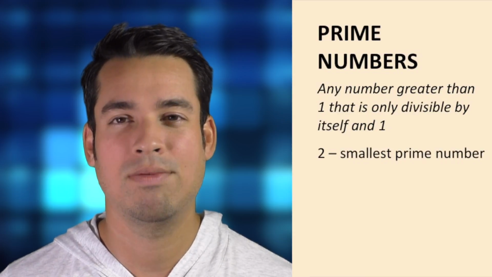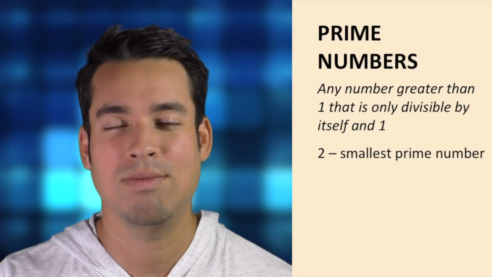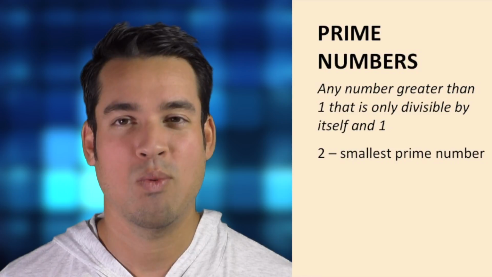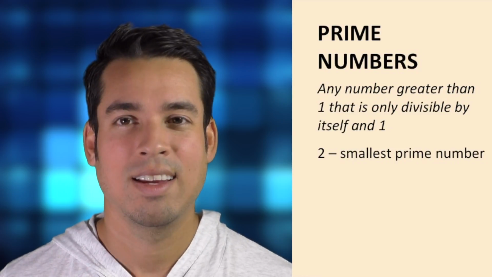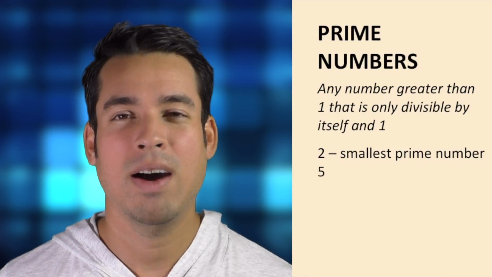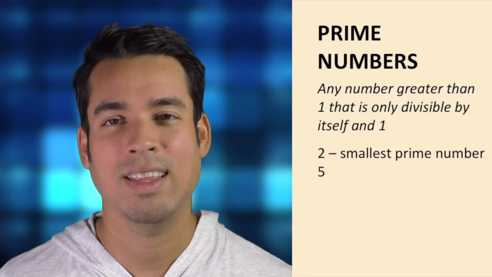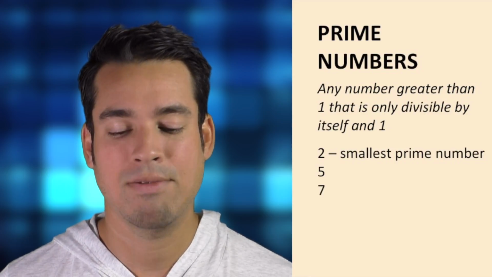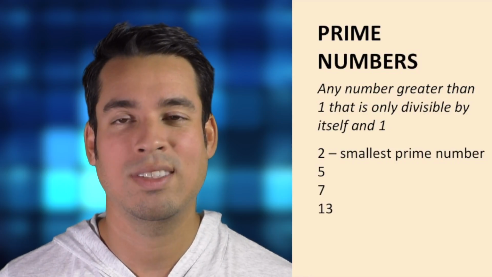Okay, 2 is only divisible, and when I say divisible, I mean divisible cleanly by an integer. It can be divided by 1 and also 2. That's it. And so therefore it is prime. Another example is 5. 5 has no factors other than 1 and 5. Another example is 7. Another example is 13, right?